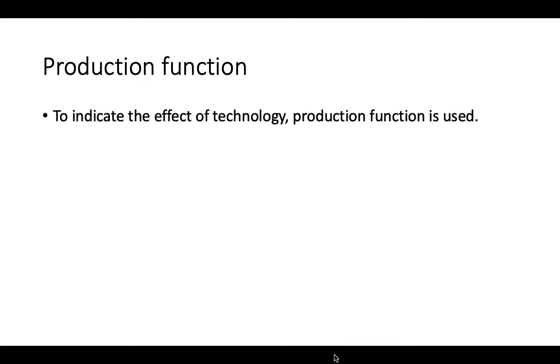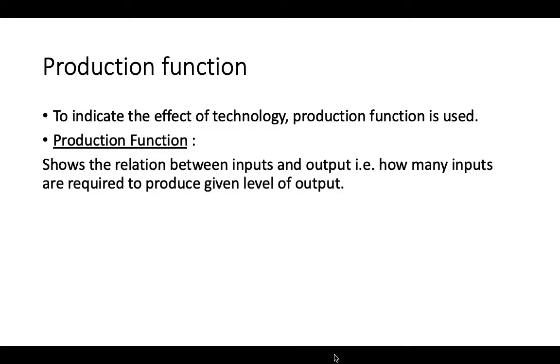Now, to show the effect of technological change, we include a new concept, and that's the production function. Production function is used to indicate the effect of technology. And if you want to define it, it shows the relation between input and output, that is how many inputs are required to produce a given level of output.